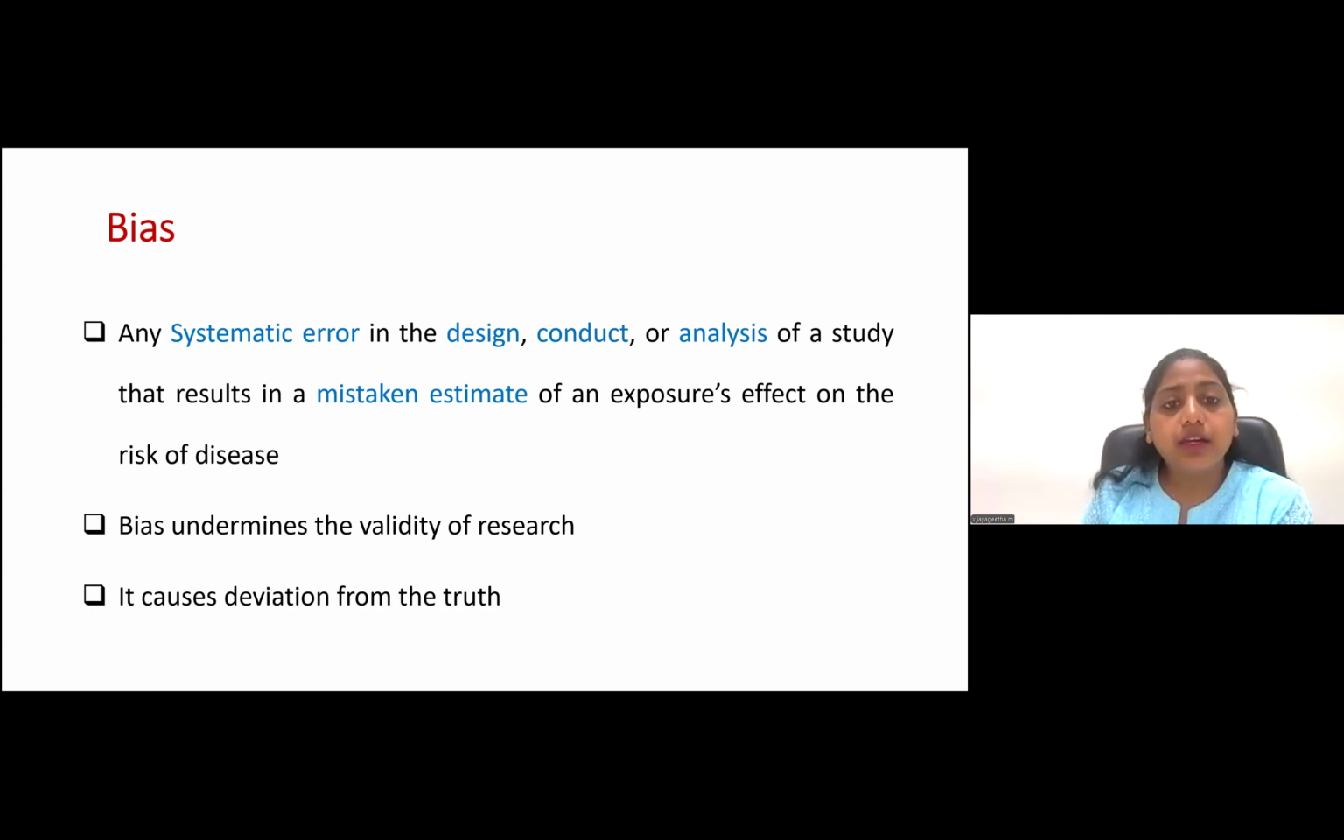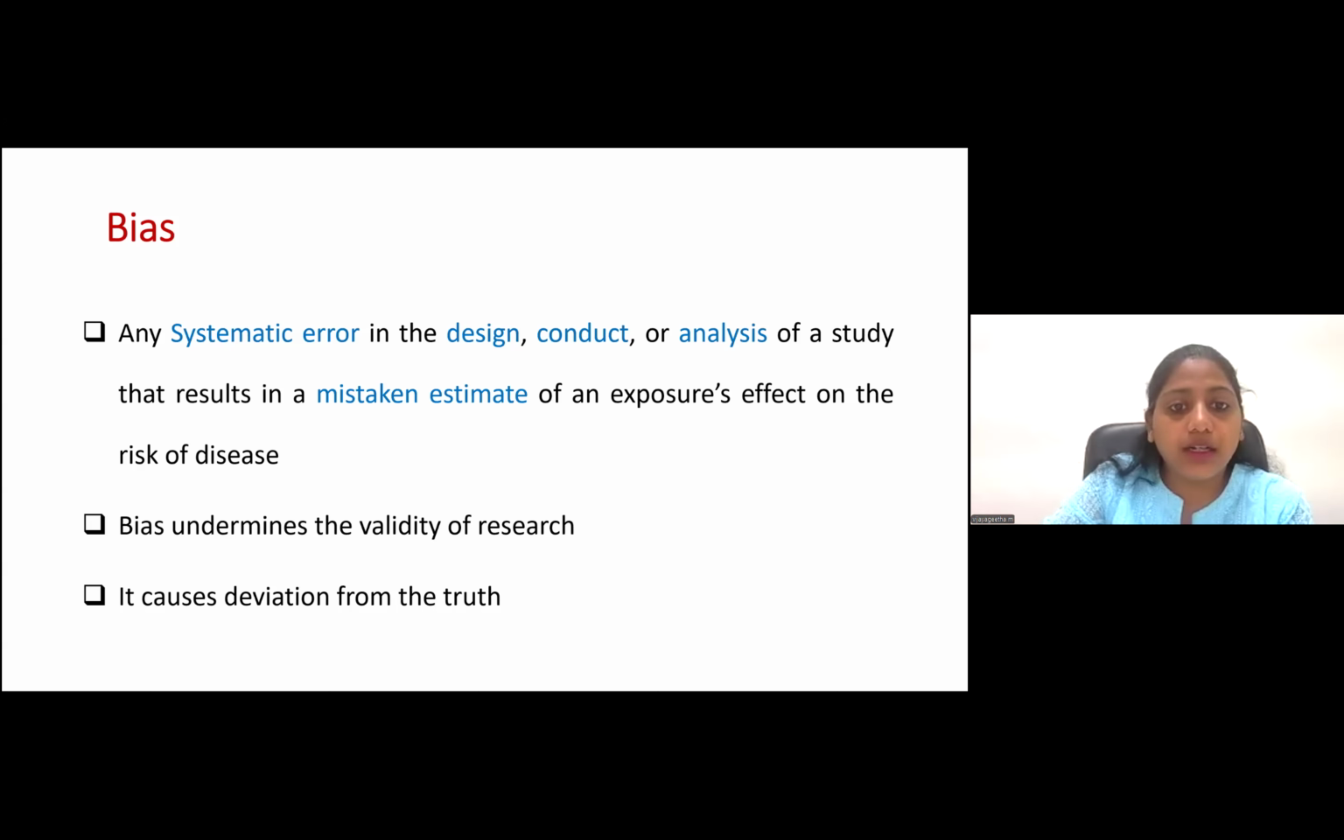Bias is basically a systematic error in the design, conduct, or analysis of a study that results in a mistaken estimate of an exposure's effect on the risk of disease. What we mean by systematic error here is something that is non-random, that occurs time and again. It could be because of the way in which we measure, or it could be because of the way in which the sample has been taken from the population.